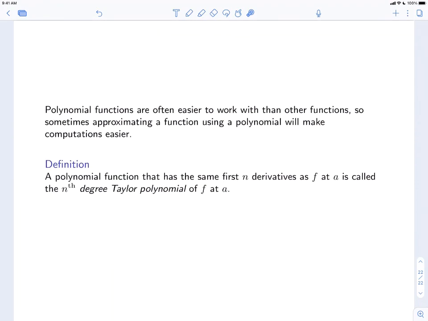Polynomial functions are often easier to work with than other functions, so sometimes approximating a function using a polynomial will make computations easier. So a polynomial function that you use as an approximation in this way has a name. It's called a Taylor polynomial. So a polynomial function that has the same first n derivatives as f at a is called the nth degree Taylor polynomial of f at a. And these are very useful for doing approximations.